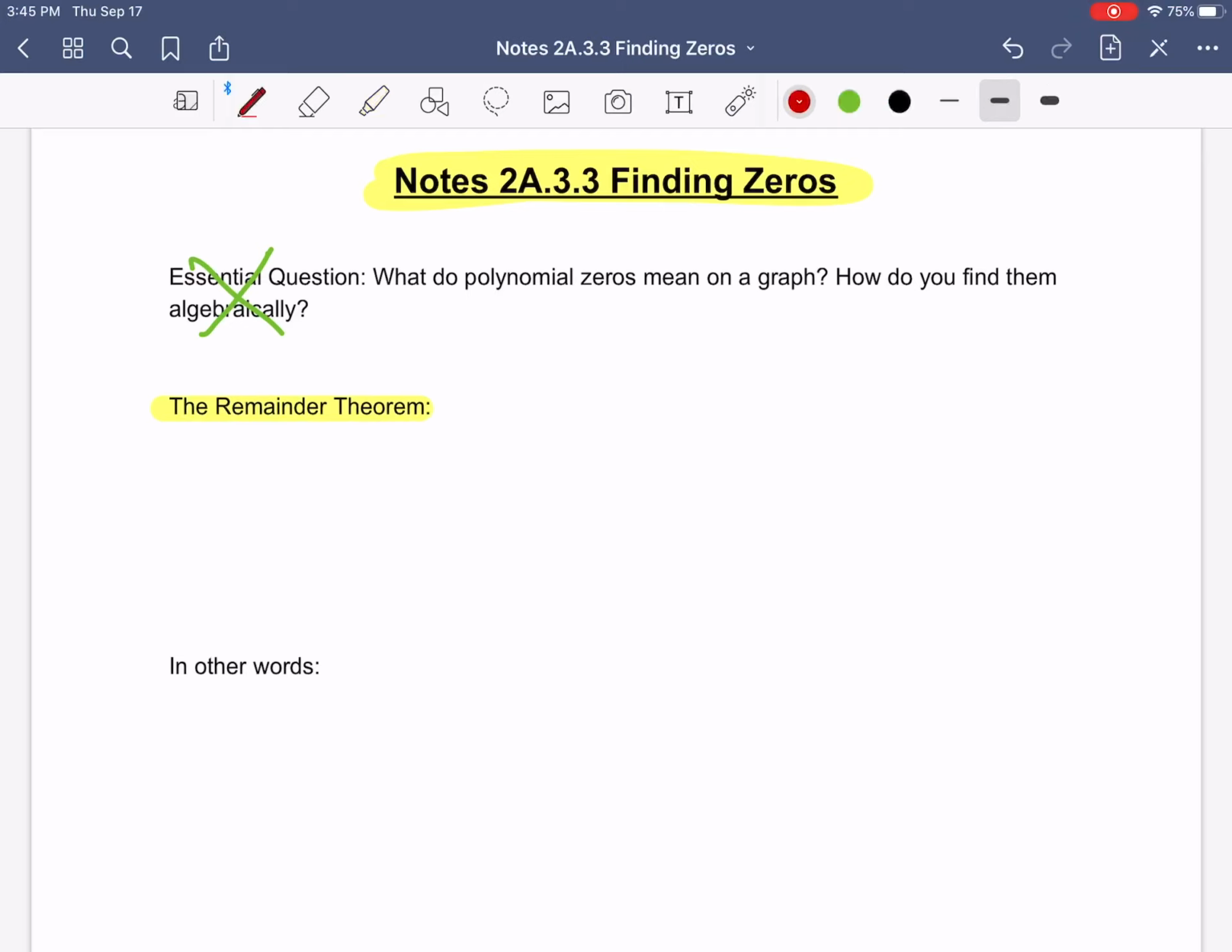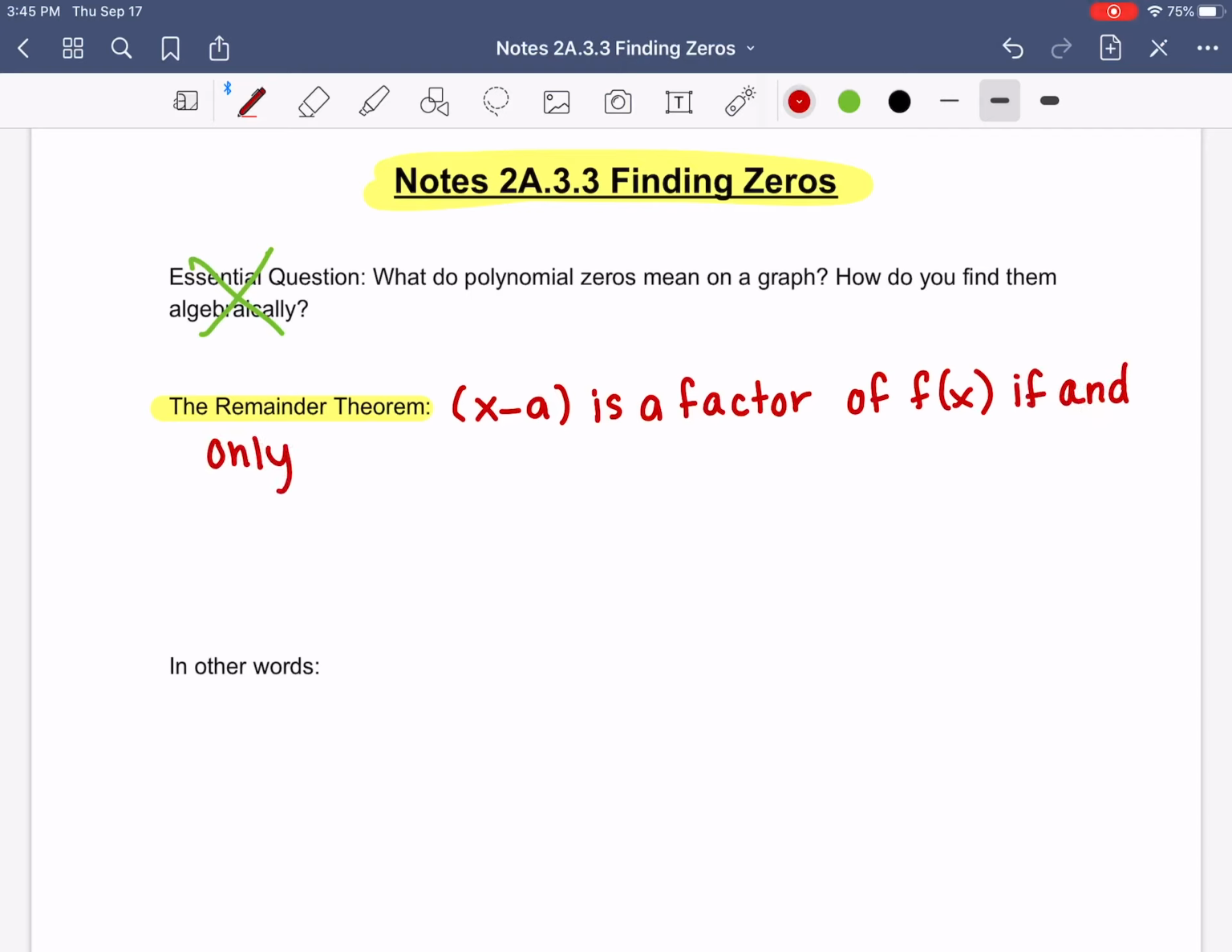The remainder theorem says that x minus a, binomial x minus a, is a factor. Remember, a factor is something that divides in evenly. A factor of a function f of x if and only if f of a equals 0. So x minus a is a factor of a function, so that means it divides in evenly if, when you do synthetic division with the a, then you get 0 in your remainder box.